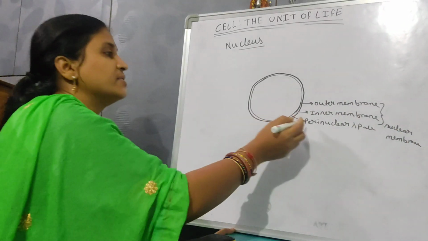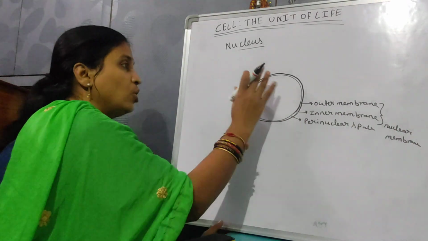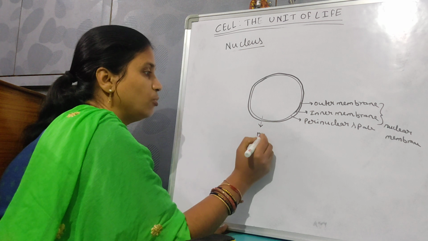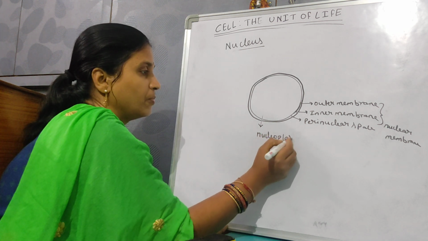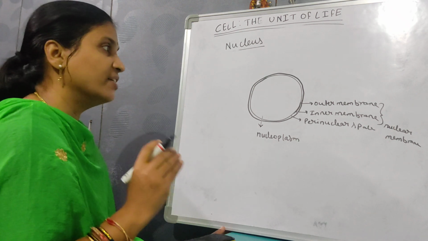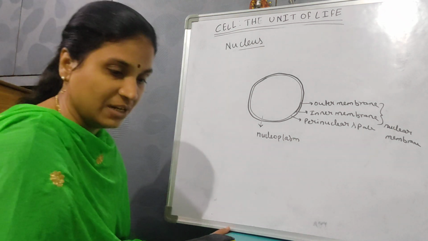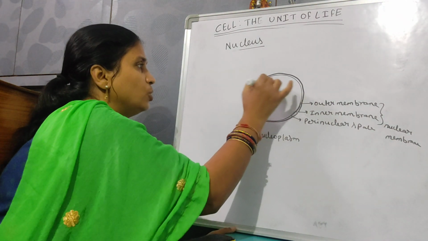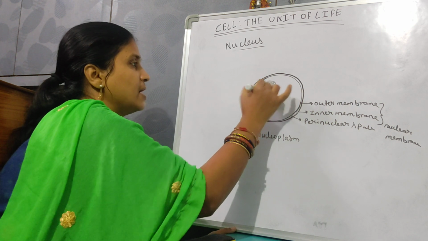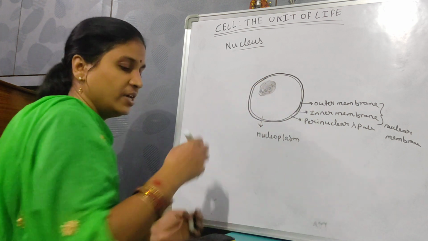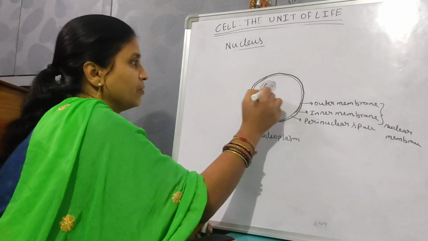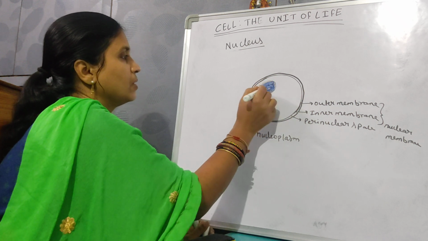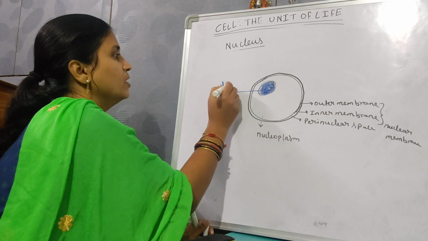What this double membrane encloses is called the nucleoplasm. The nucleoplasm, or the nuclear contents, is enclosed by the nuclear membrane. And this nucleoplasm has a darkly stained body which is called the nucleolus. This is the nucleolus.